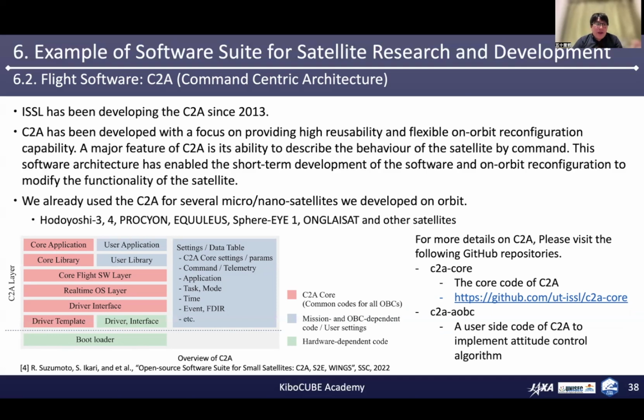In our laboratory, we have already used C2A for several micro-nano satellite missions we developed. Most of the satellites were already launched and operated on orbit. For example, Hodoyoshi 3 is a 50 kilogram class microsatellite, and Procyon is a 50 kilogram deep space probe, and Aquarius is a 6U lunar CubeSat, and Sophia I1 and OnlineSat are 6U remote sensing Earth orbiting satellites.